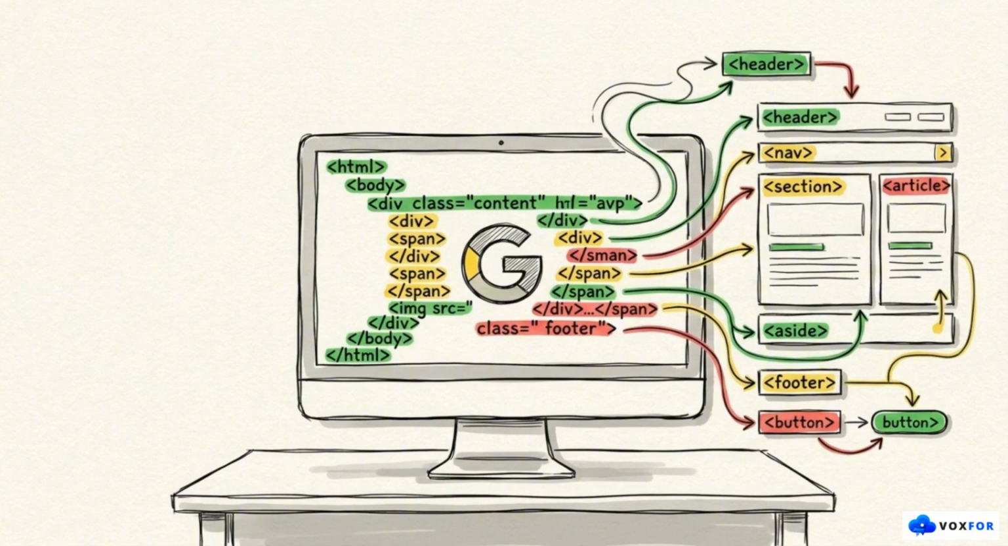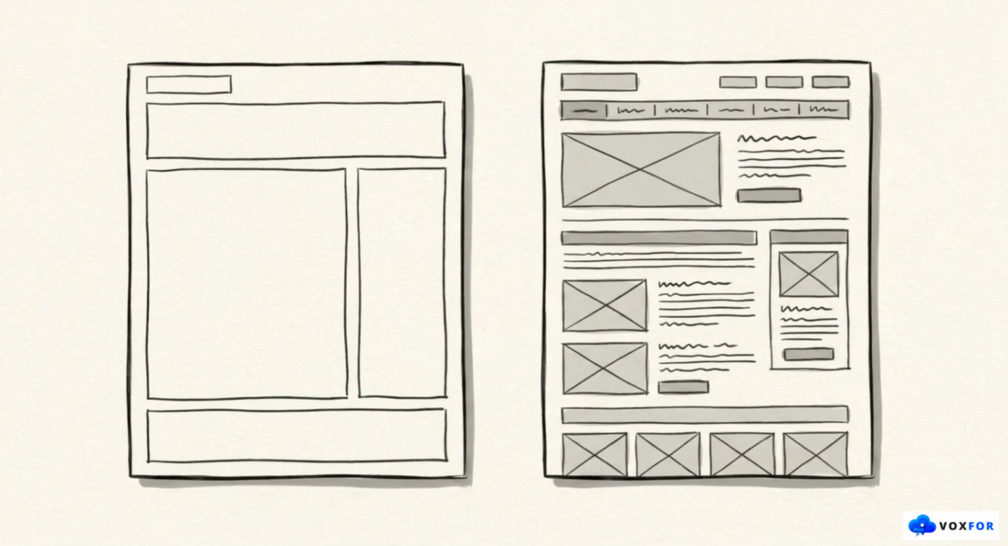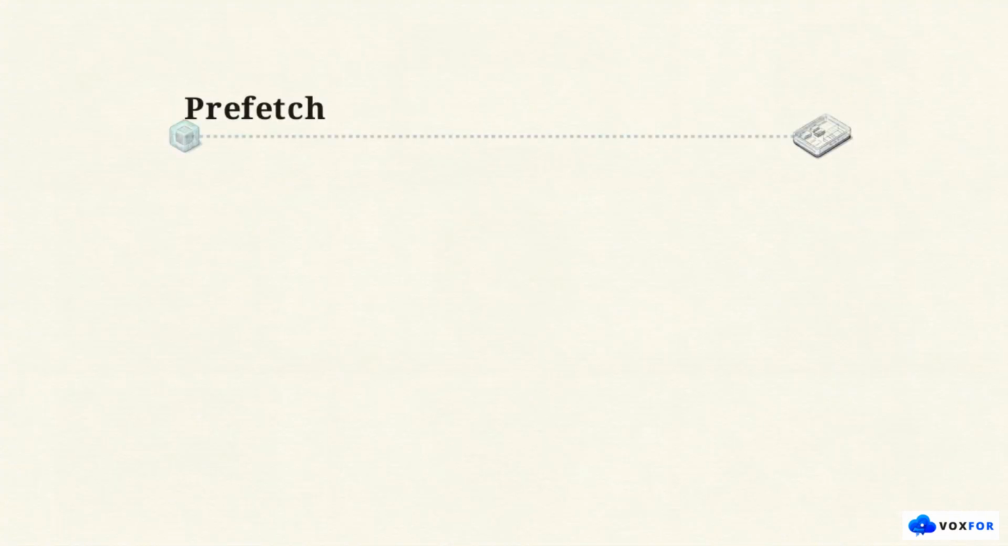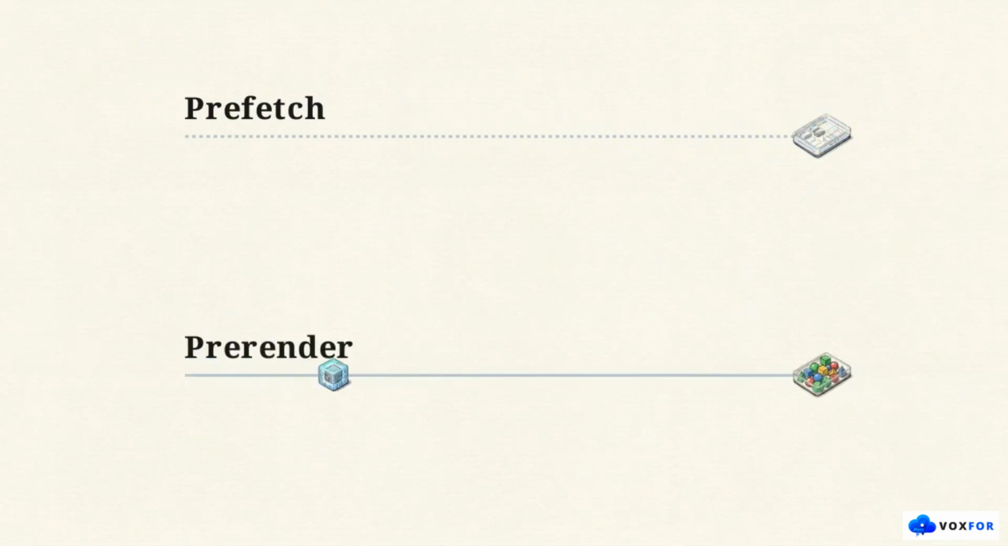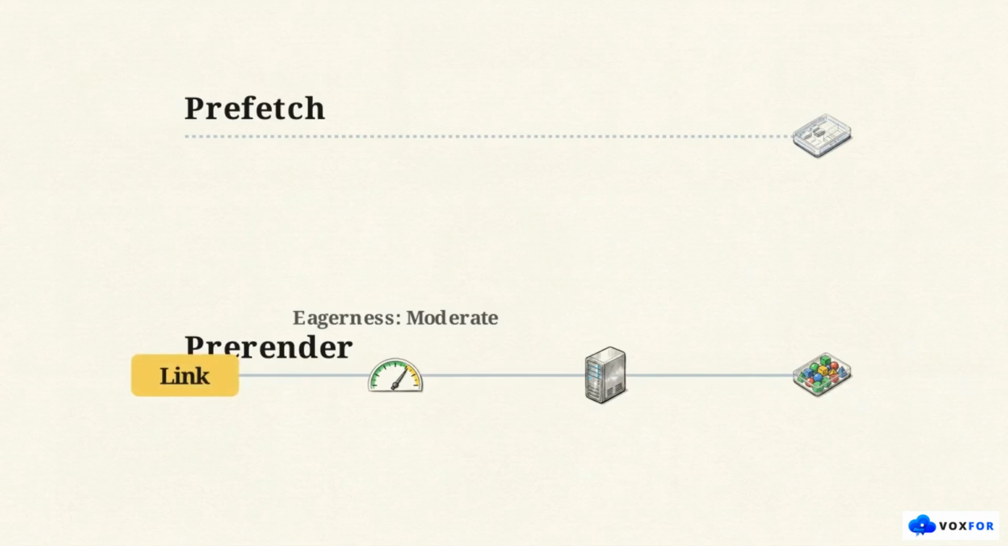The Speculation Rules API gives developers 2 different background loading strategies to choose from: Prefetch and Prerender. Looking at these 2 paths, Prefetch is a lightweight operation. It only downloads the raw HTML document. Prerender, on the other hand, builds the entire destination page inside an invisible background tab, executing every script and downloading every image. Because fully pre-rendering pages consumes significant server CPU and bandwidth, the API uses an Eagerness setting to control exactly when that background load triggers.